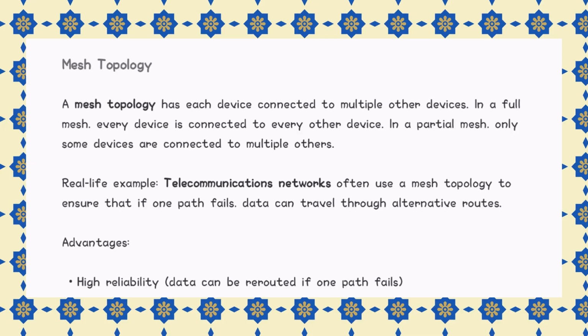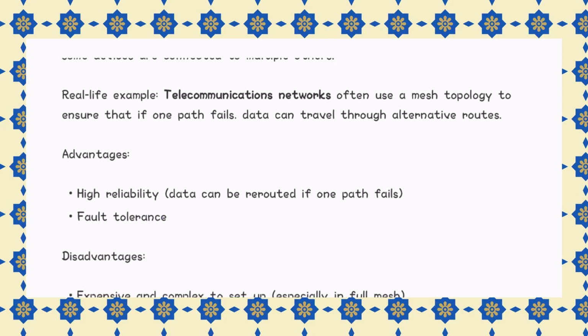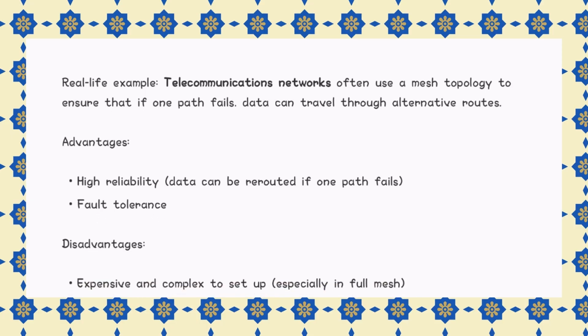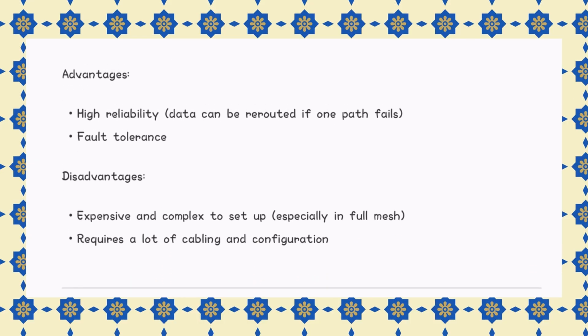Real-life example: telecommunications networks often use a mesh topology to ensure that if one path fails, data can travel through alternative routes. Advantages: high reliability, data can be rerouted if one path fails. Fault tolerance. Disadvantages: expensive and complex to set up, especially in full mesh, requires a lot of cabling and configuration.